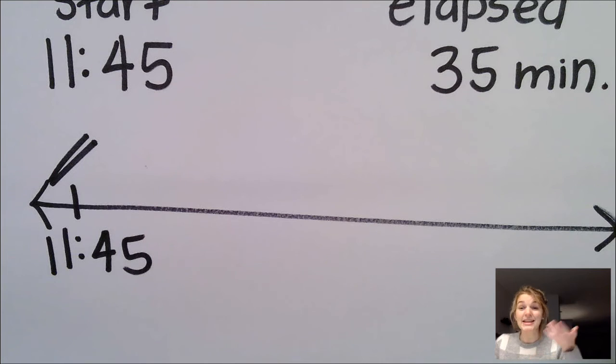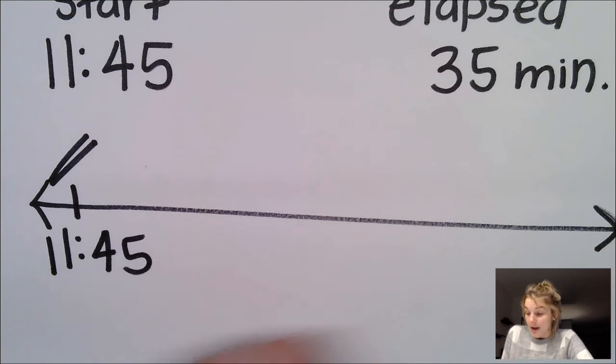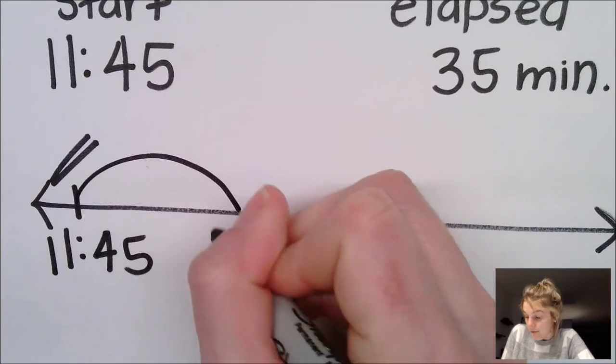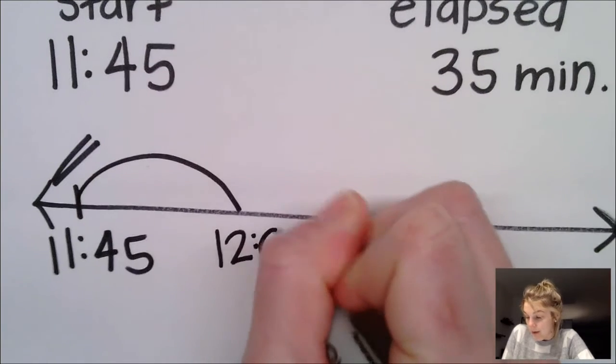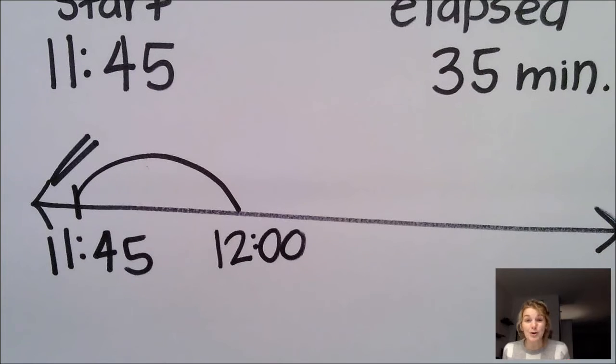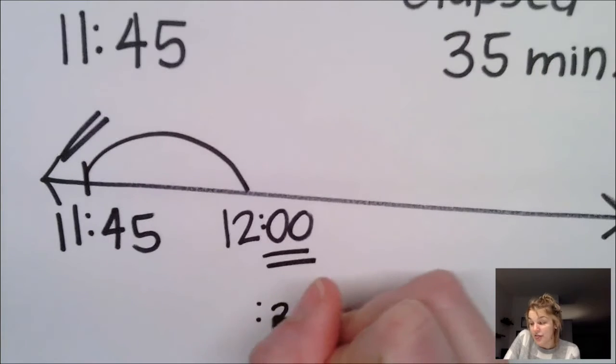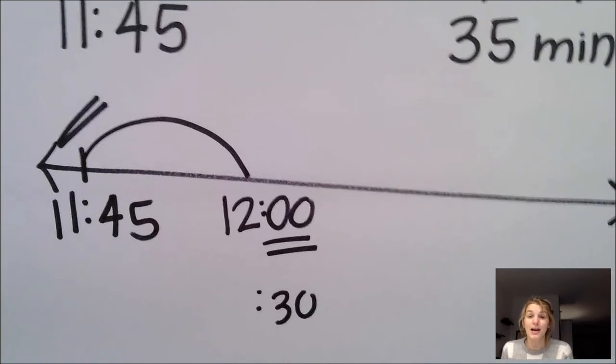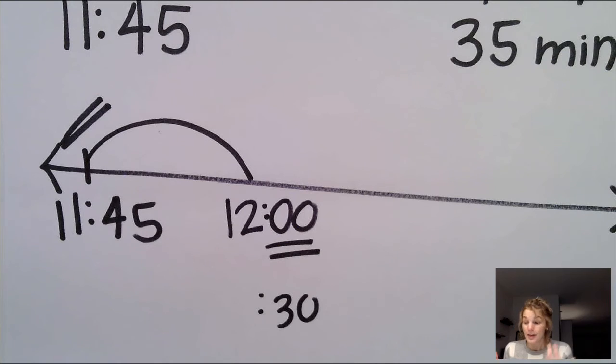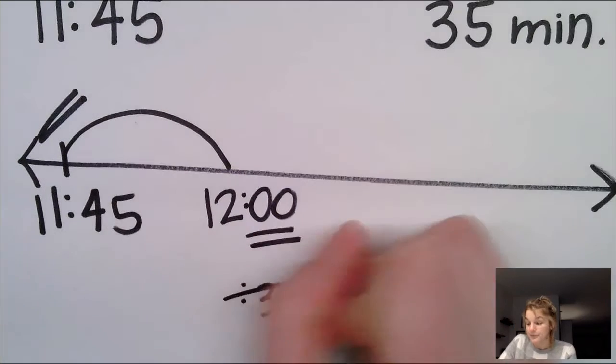So I'm going to get to the nearest hour. I'm going to go to the benchmark time. I'm going to go to 12 o'clock, because that's really easy to work with. Things that end in o'clock and things that end in 30 are your benchmark times. They're really easy to work with. They're really easy to find the next time.